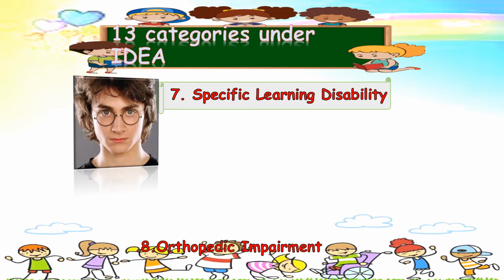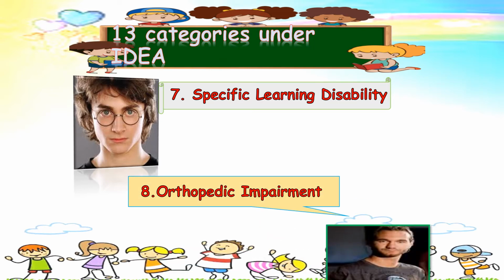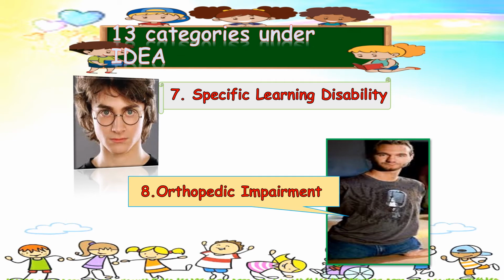Next category is orthopedic impairment. An orthopedic impairment is when children lack function or ability in their bodies. An example is cerebral palsy. One example of a famous person with orthopedic impairment is Nick Vujicic. He is an Australian American born without arms or legs who has become a world-renowned speaker.